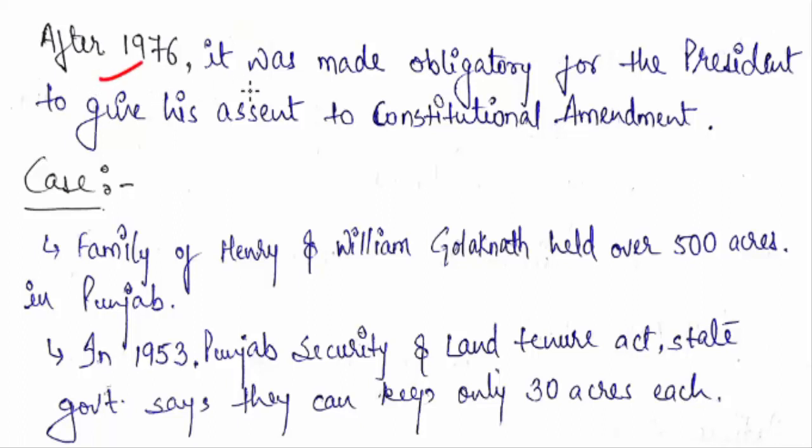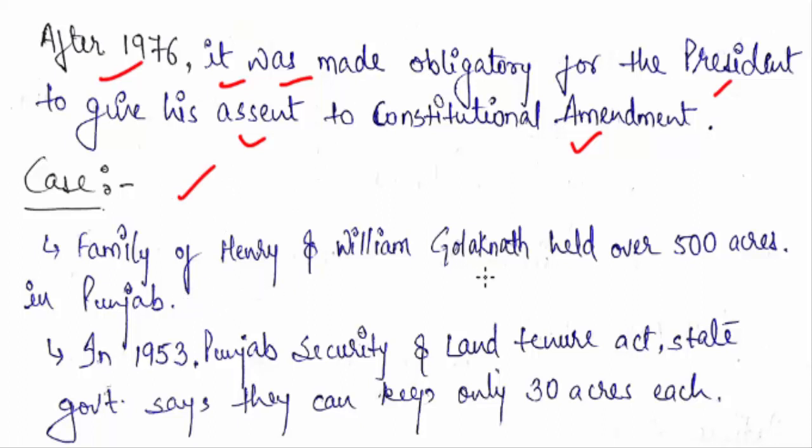There was an amendment, and it was made obligatory for the president to give his assent to a constitutional amendment, right? Before 1976, it was not mandatory on the part of the president to give assent to a constitutional amendment, but after 1976 it was made obligatory for the president, right? Now what is the case?